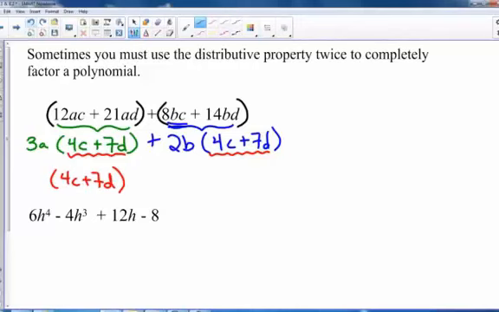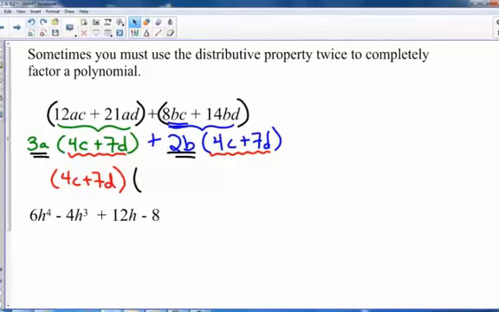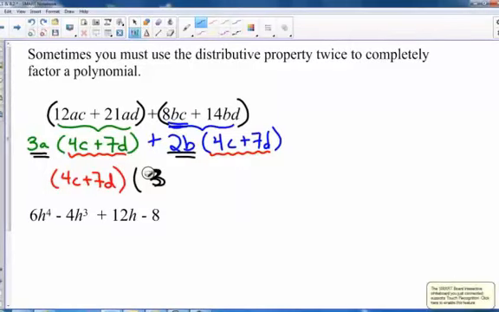And then I am left with, oh my, why is this not writing? 3a plus 2b. So this is my answer.